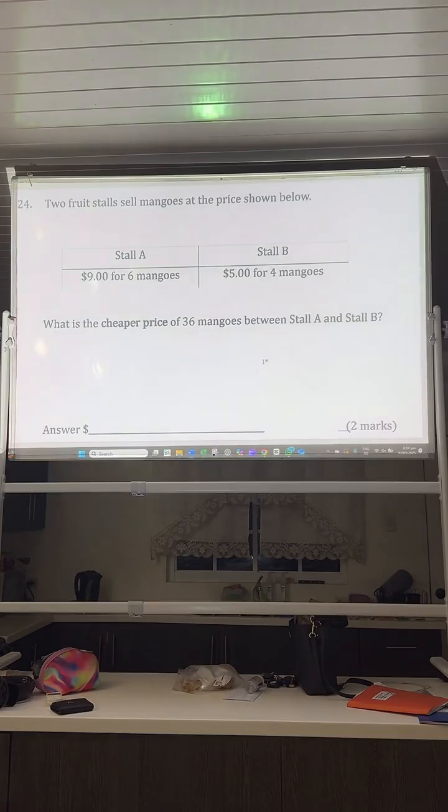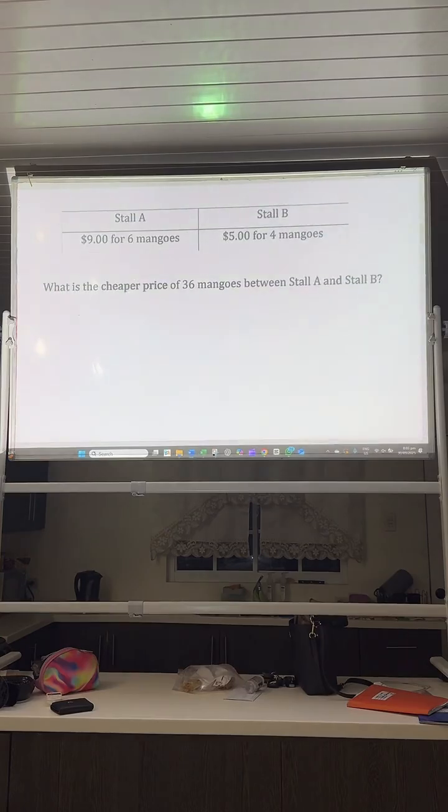So two fruit stalls sell mangoes at the prices shown below, right? So stall A, $9 for 6 mangoes. Stall B, $5 for 4 mangoes, right? So the mission here is to basically find out how much one mango costs. They want us to figure out what is the cheaper price for 36 mangoes between stall A and stall B. I'm going to start with stall A.